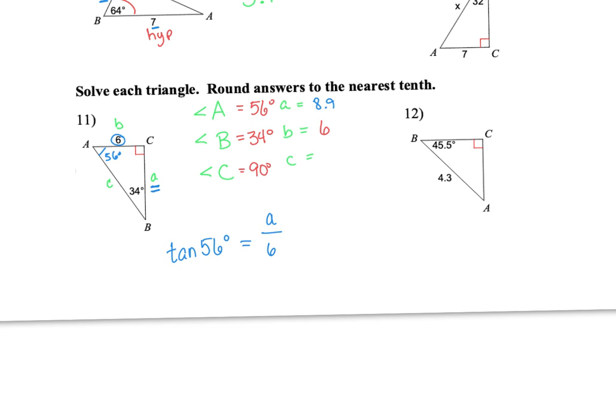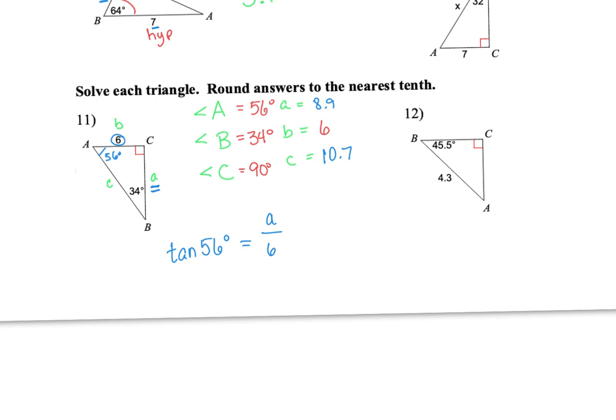There are two ways to solve for C. How do I solve for C? I could use Pythagorean theorem, or I could use a trig function. It's up to you. Either way, what do you get? Solve for side C. You should get that. Double check and make sure you do. You can either use a trig function like we just did for A, or you can use Pythagorean theorem.